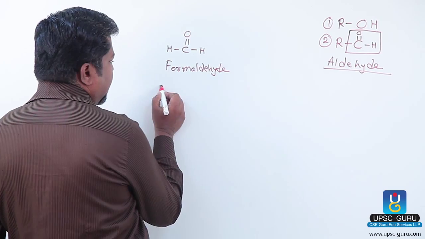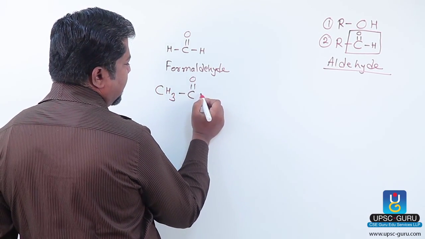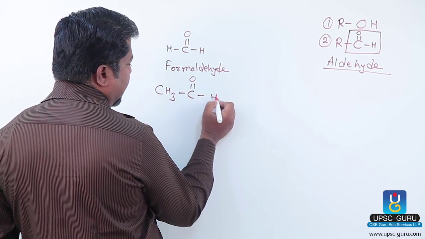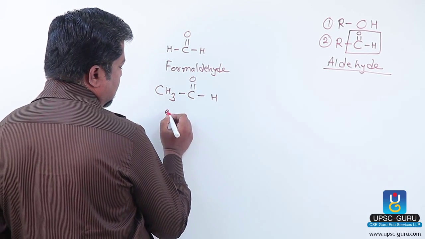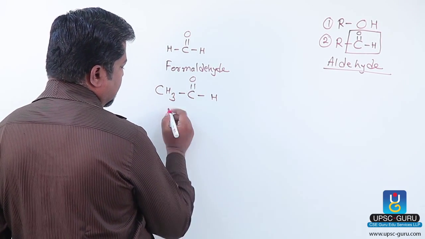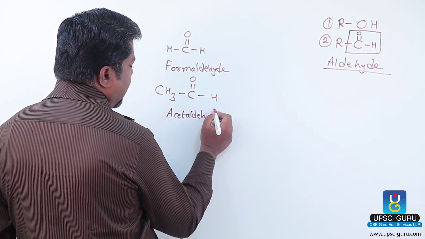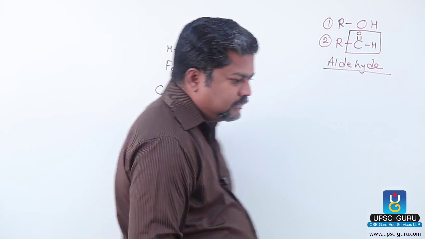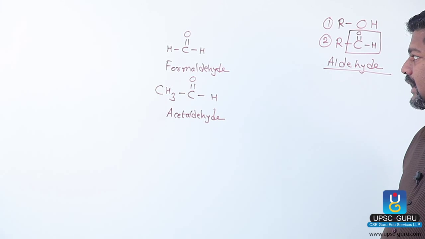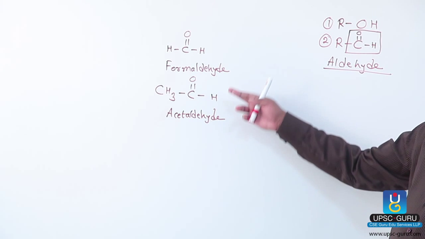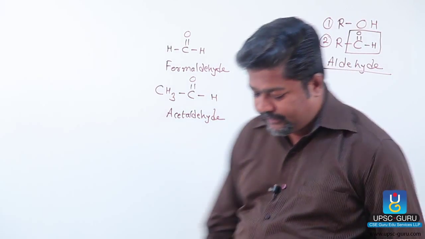Suppose R is replaced by CH3, we are getting CH3, C double bond O, H. Now here two members are there, it is named acetaldehyde and so on. So this type of compounds, they are called aldehydes. This is formaldehyde, this is acetaldehyde. But IUPAC nomenclature is not allowing this type of name.